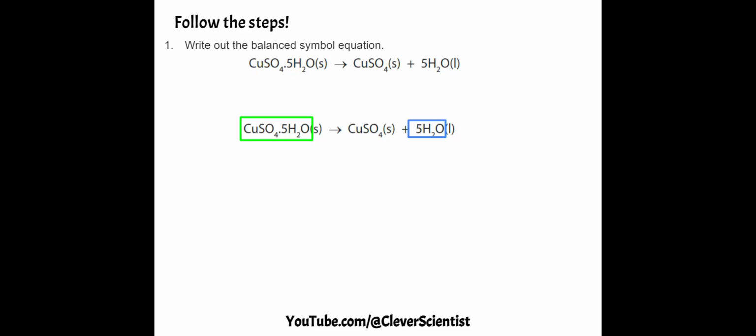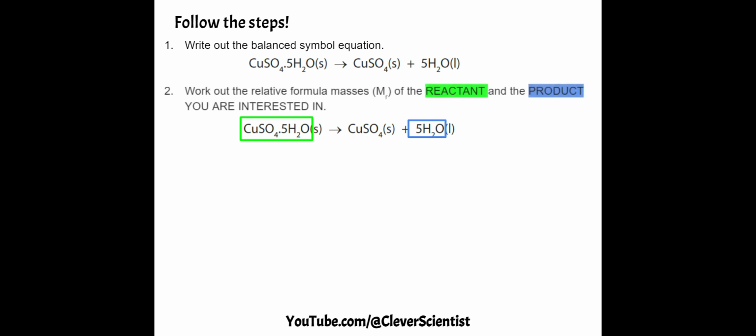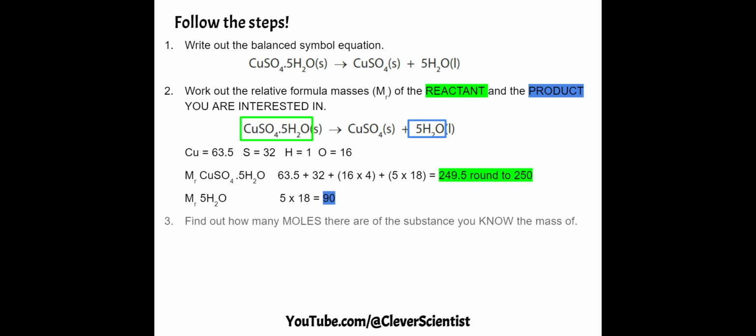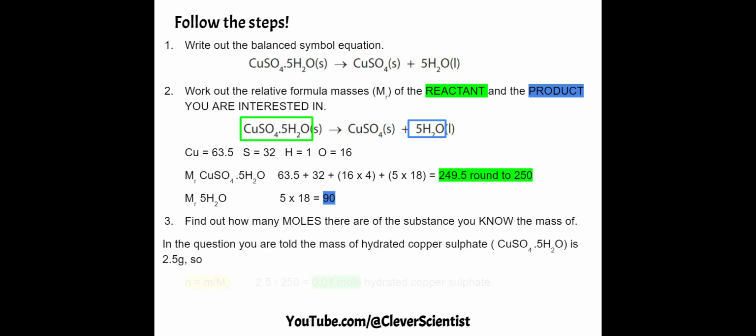So let's follow the steps and solve this problem. So we've got the balanced symbol equation. And as you can see, I've highlighted the product and the reactant by drawing a box round them. So you need to work out the relative formula masses of the reactant and the product that you're interested in. You can remember how to do that from previous videos, or if you already know how to do it. Then we've got to find the number of moles of the substance that you know the mass of.